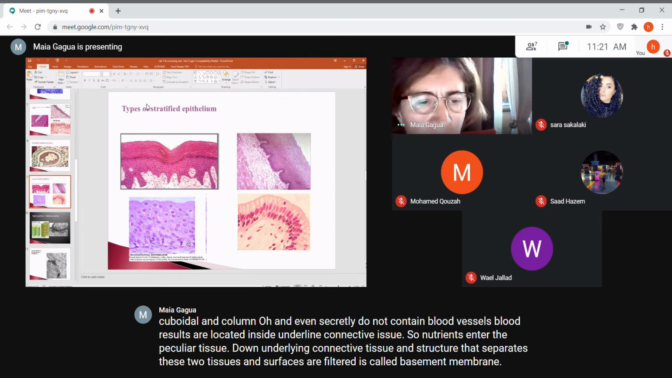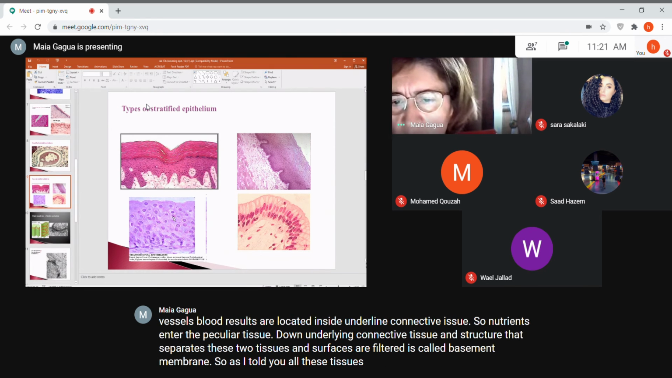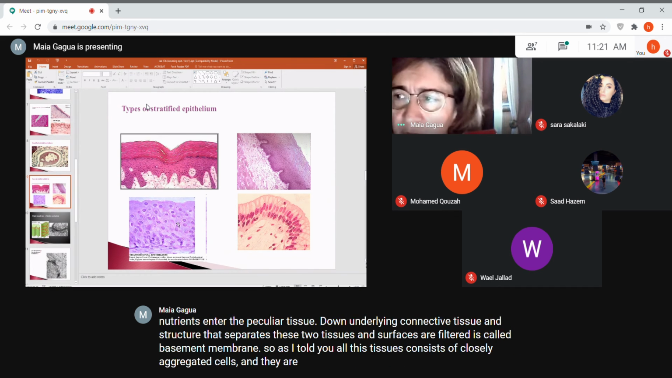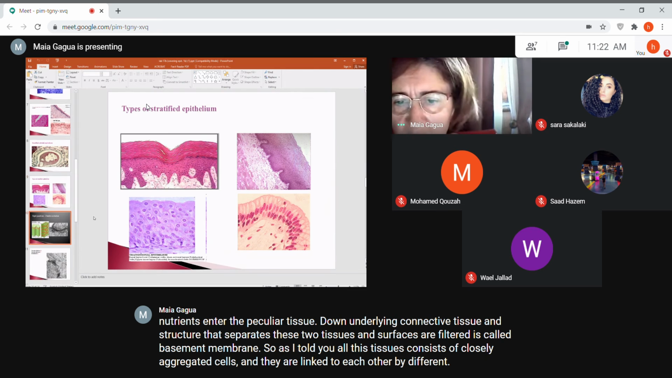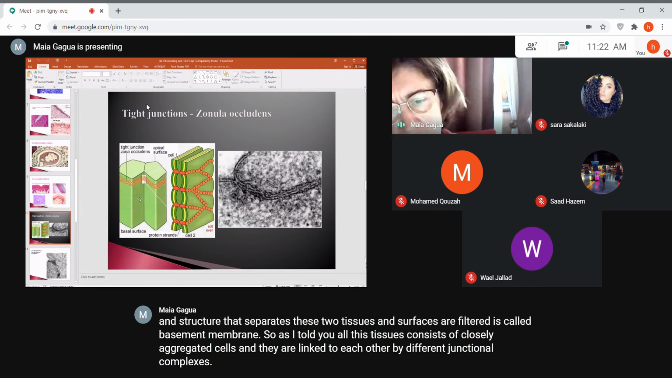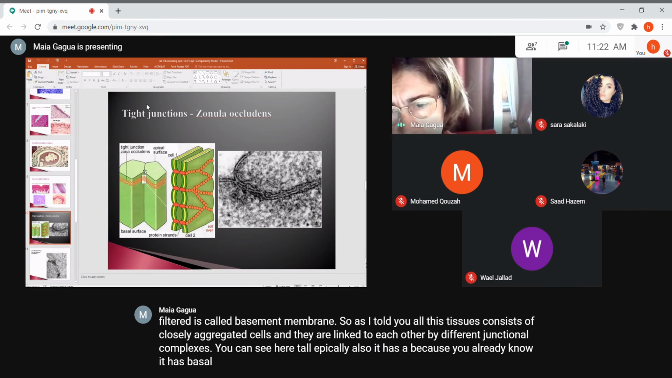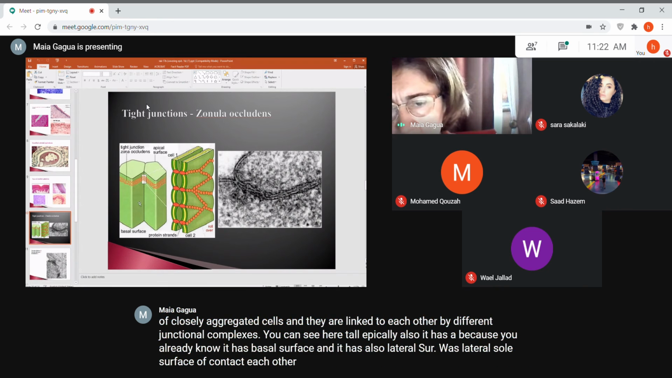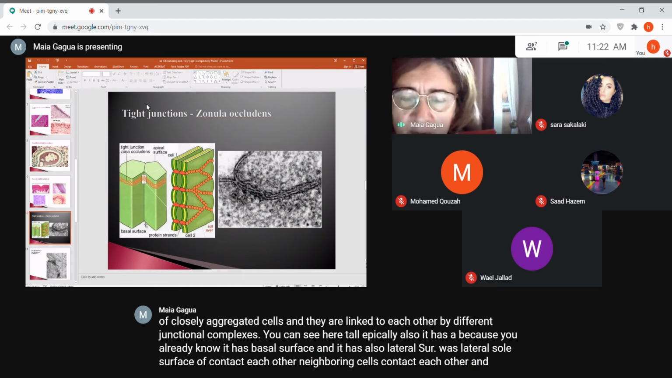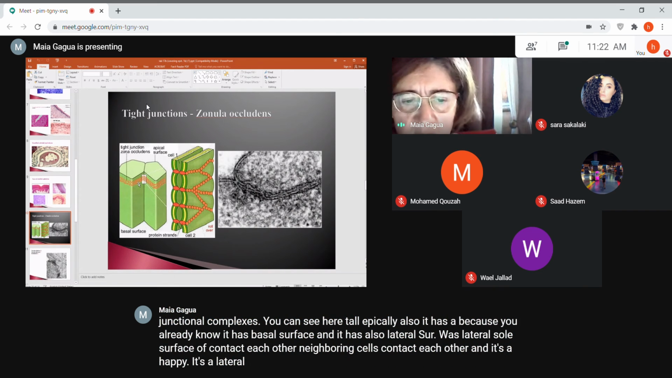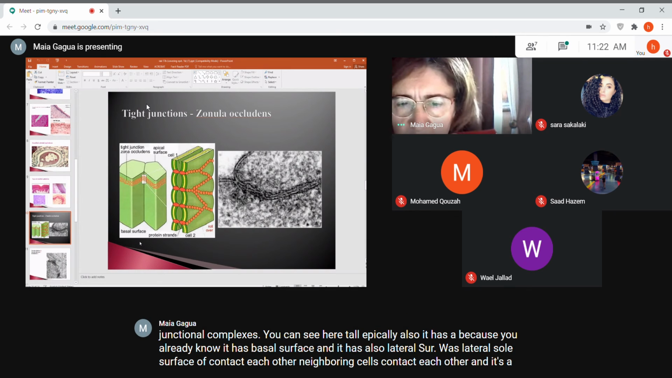So as I told you, all these tissues consist of closely aggregated cells, and they are linked to each other by different junctional complexes. You can see here a tall epithelial cell. It has apical surface, as you already know. It has basal surface, and it also has lateral surface. With lateral surface, neighboring cells contact each other. And at the lateral surface, the cells have different junctional complexes.